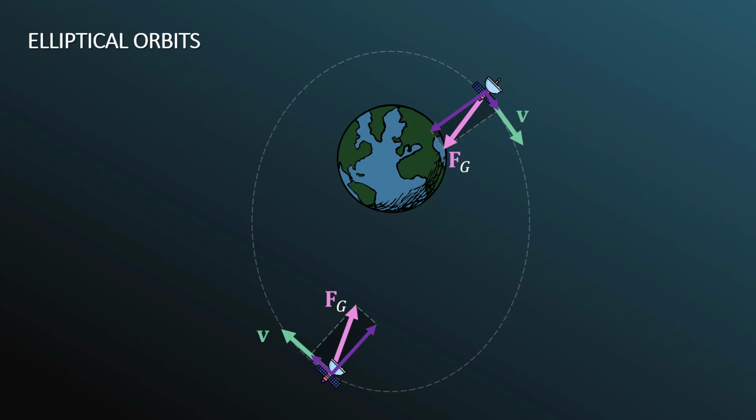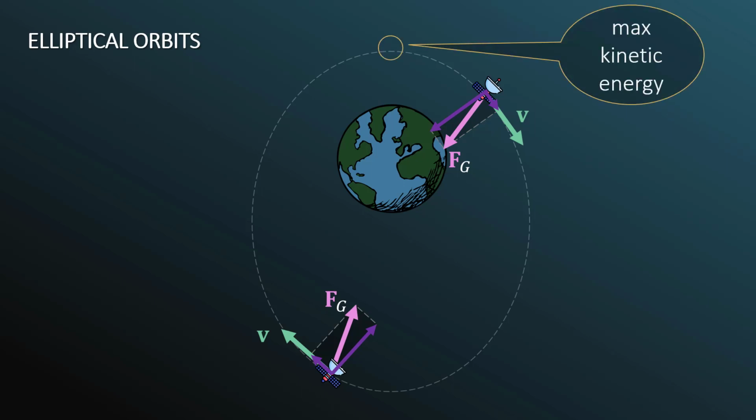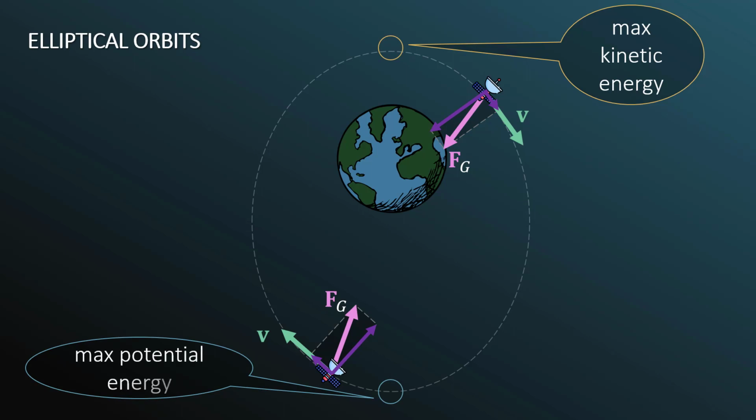If it does work, it means that it changes the kinetic energy. If it changes the kinetic energy, it means it's changing the speed of the satellite, which means that at different points along the path, there will be different speeds. At some points it'll be really fast, at some points it'll be really slow. The point nearest the Earth is where the satellite will have a maximum kinetic energy, which means it's moving the fastest here. The point farthest from the Earth is the point at which the satellite has the maximum potential energy, and therefore the minimum kinetic energy. So it moves the slowest here.